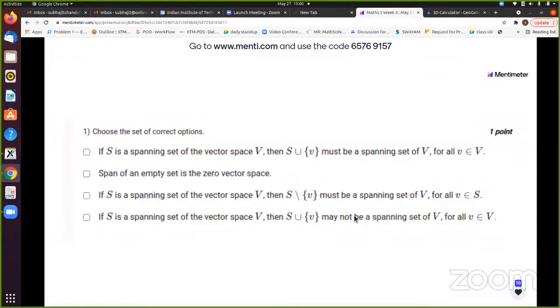So these are the four options from which you have to choose. More than one option can be correct. So I hope you have all written down the options at least in your copy, right?